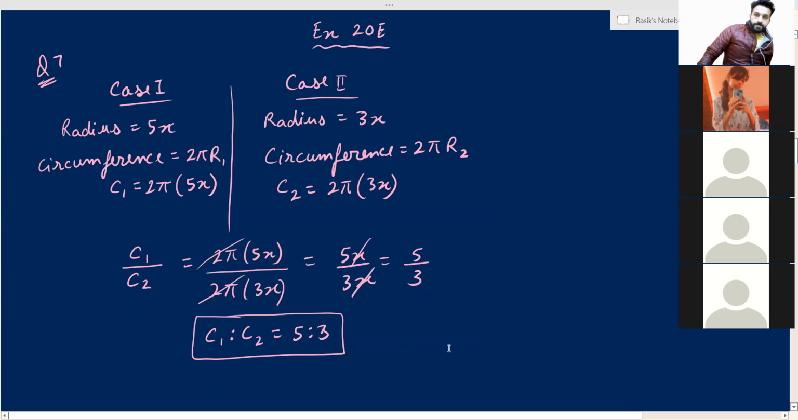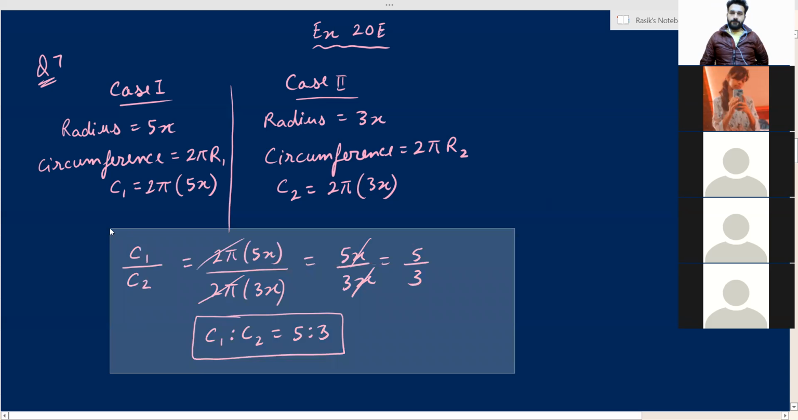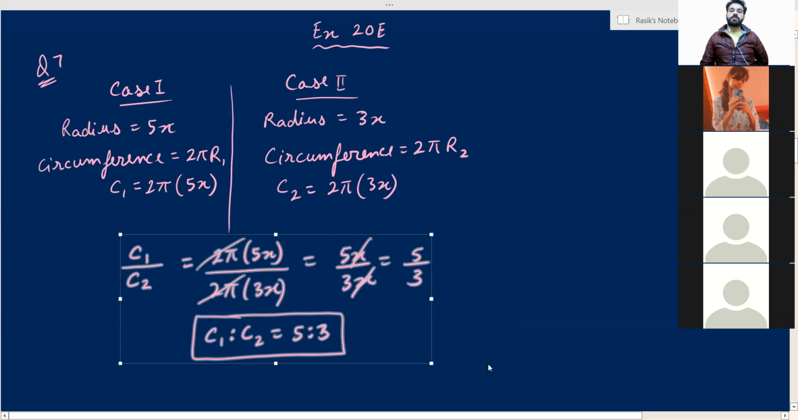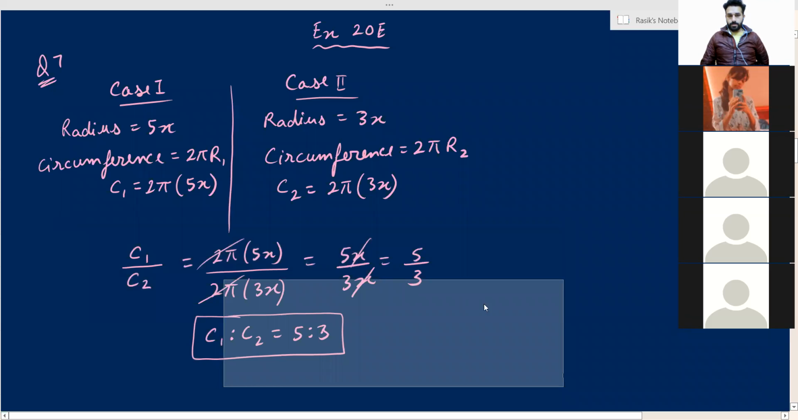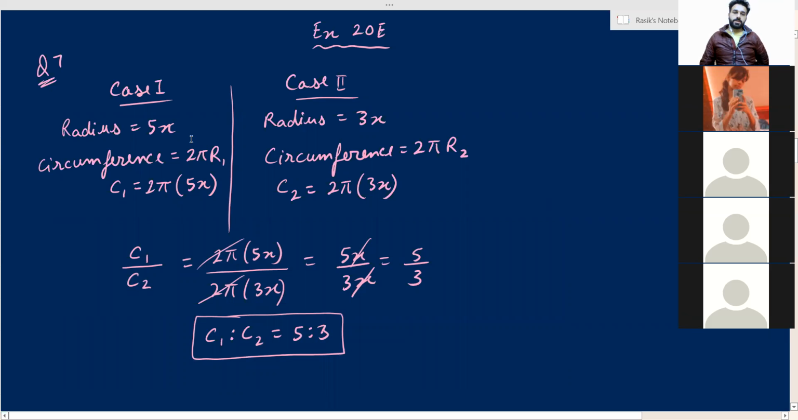Sir, like C1 and C2 is equal to 5 ratio 3. Yes, C1, C2 ratio of the two circumferences is 5 is to 3. So, sir, what's the radius? So, 5 centimeter and 3 centimeter? We don't have to find the radius. We just have to find the ratio of circumferences. We can't find the radius in this case because no other hint is given in the question to find the radius exactly. And also there is no use of finding the radius. We can find the ratio without finding the radius of the two circles. So same we have done here.